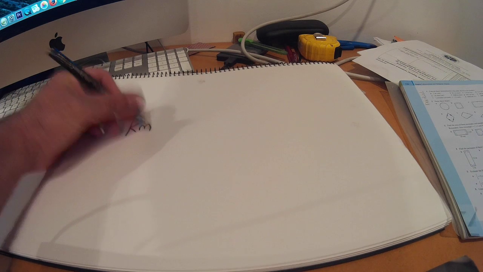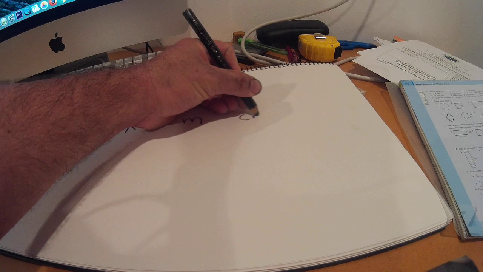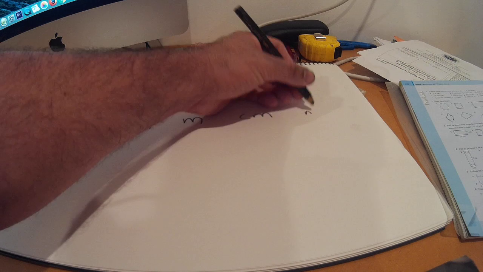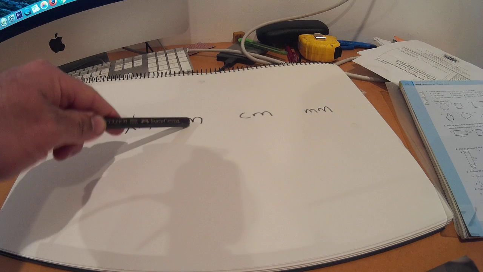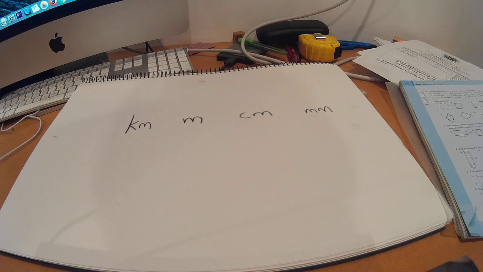So with the conversion of units, I always start with the biggest one I can think of, which is kilometers, and then I write down, well, in kilometers we have meters. So I put down meters. And then I say inside meters we have centimeters. So I write centimeters. And then finally we write millimeters. So we go from kilometers to meters to centimeters to millimeters. So that's how we do that.